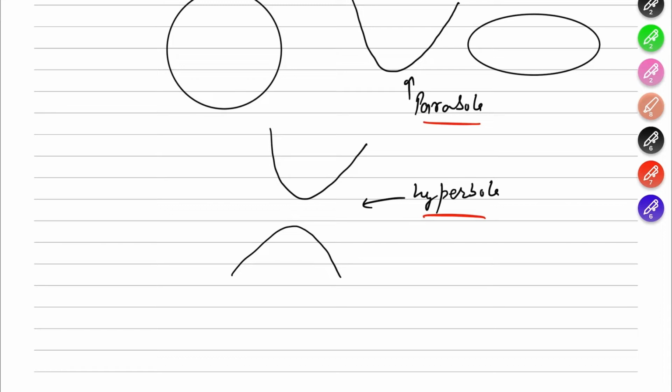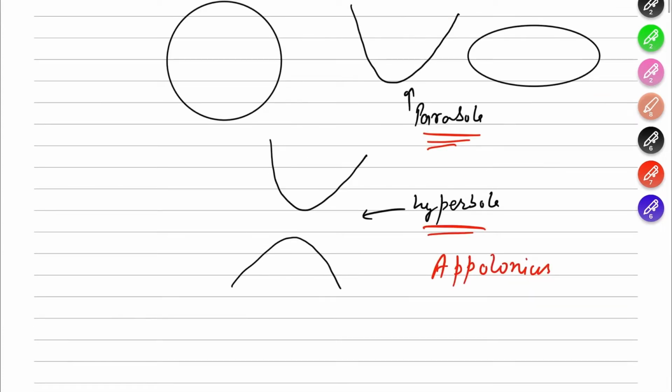Parabola and hyperbola were named by the mathematician Apollonius. We'll see in detail how we get the parabola from the intersection of a double cone and a plane. But now we'll stick to the basic applications: why we study this conic section, and what is the use of these four curves.